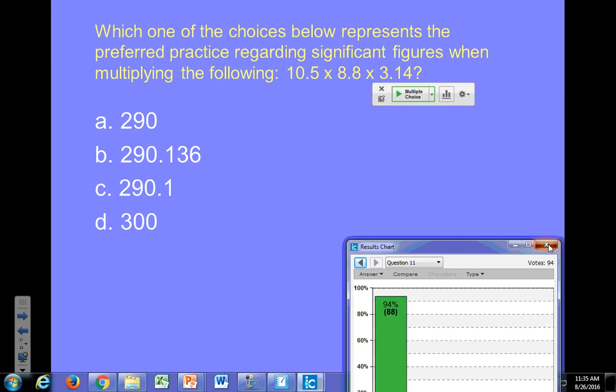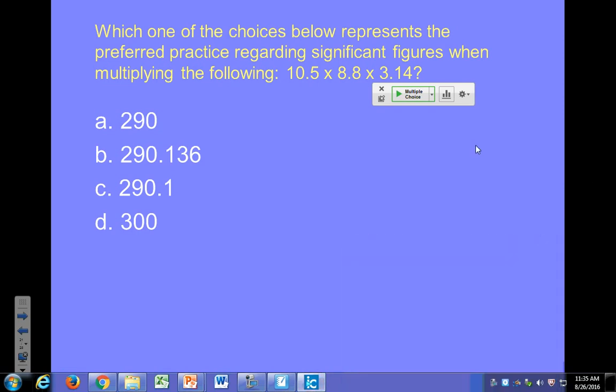Awesome. A is right. I keep 2 sig figs because the 8.8 right here has 2 sig figs. When you're multiplying numbers, you keep the lowest number of significant figures.